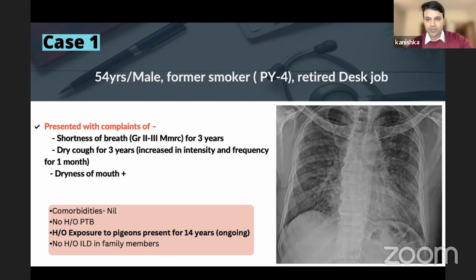Vishnu ma'am, you want to comment on that? Go ahead, leave the X-ray. Go ahead, go to the CT scan.